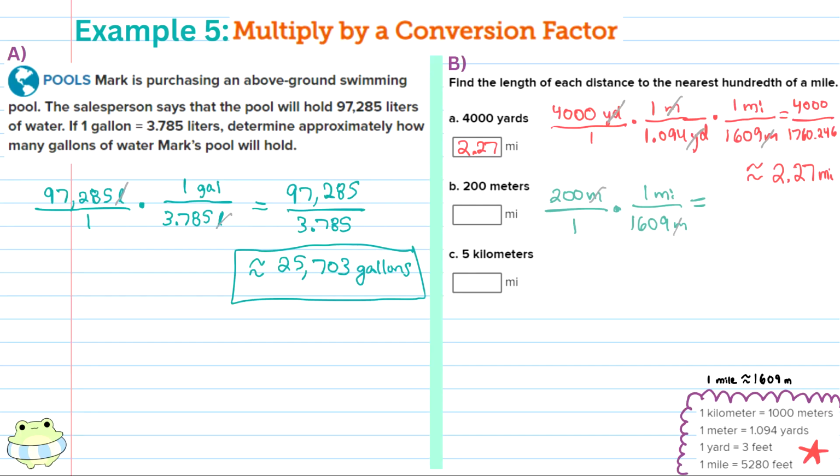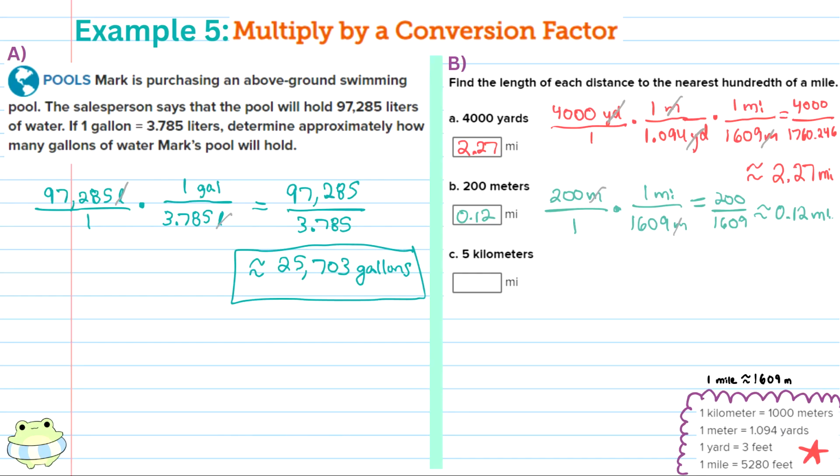We're left with just miles. We're going to do 200 divided by 1,609, because when I multiply across the top and multiply across the bottom, that's what I end up with, right? 200 over 1,609. And when I divide that, it's approximately equal to 0.12 miles. And so that's my conversion on part B for this question.